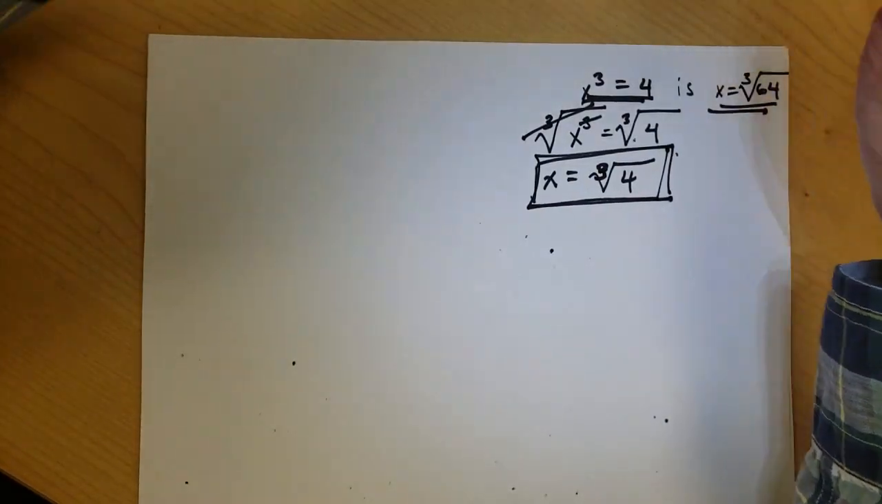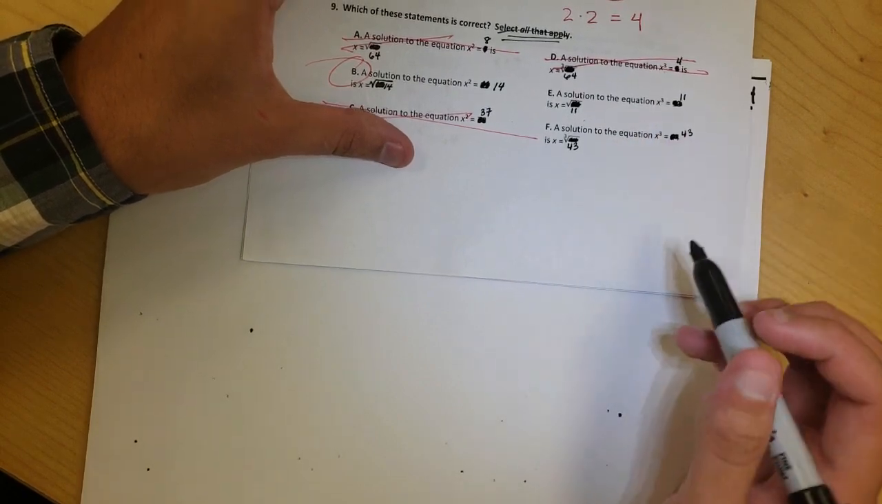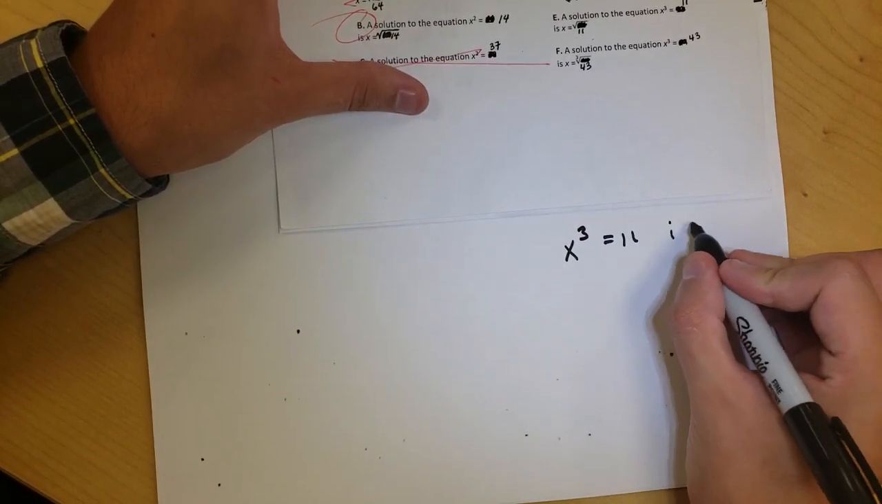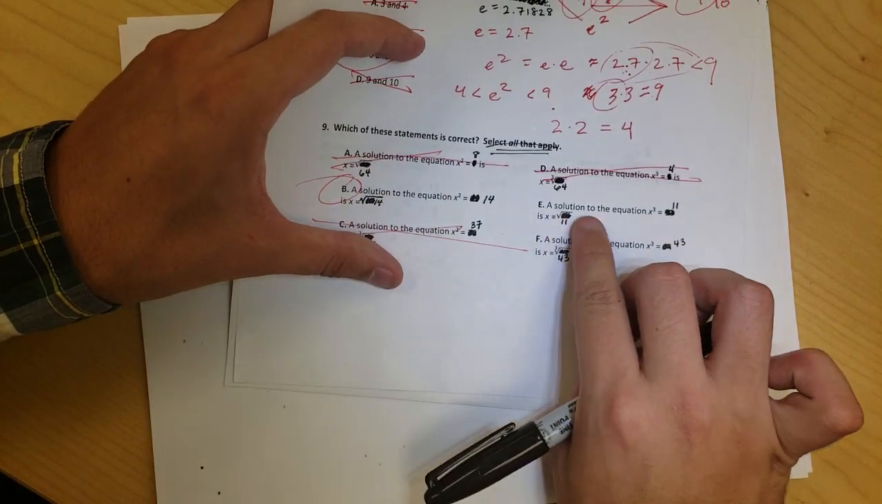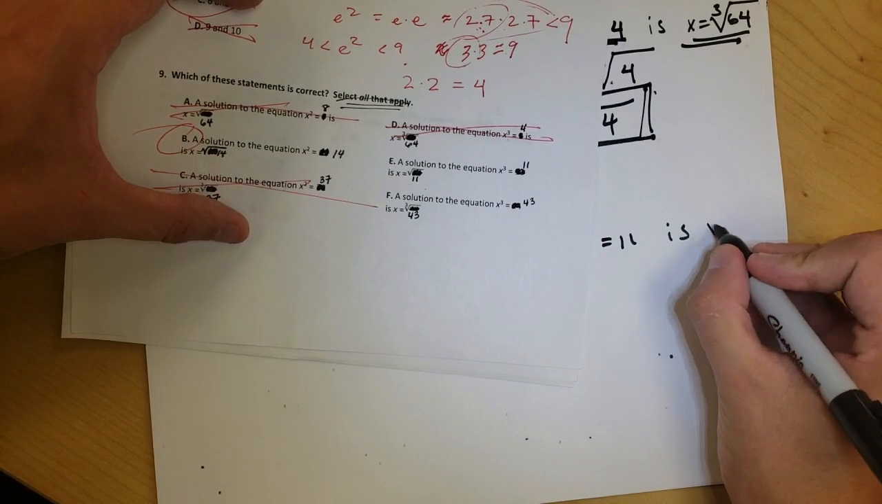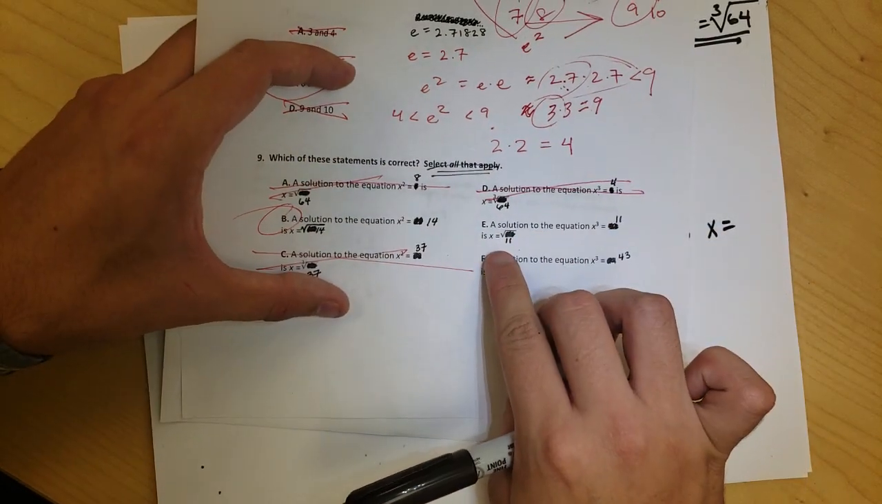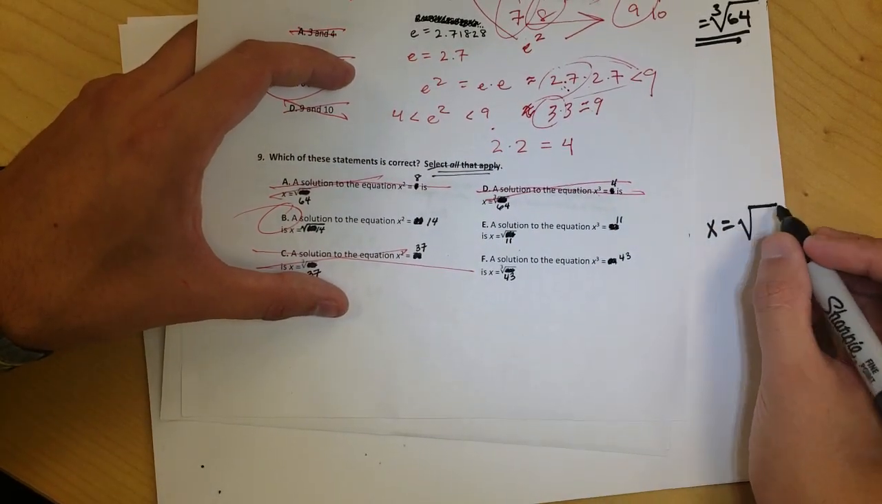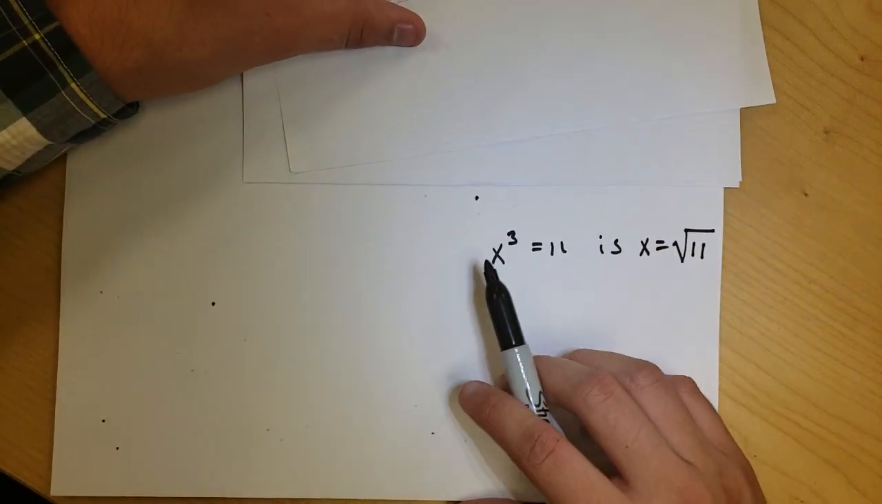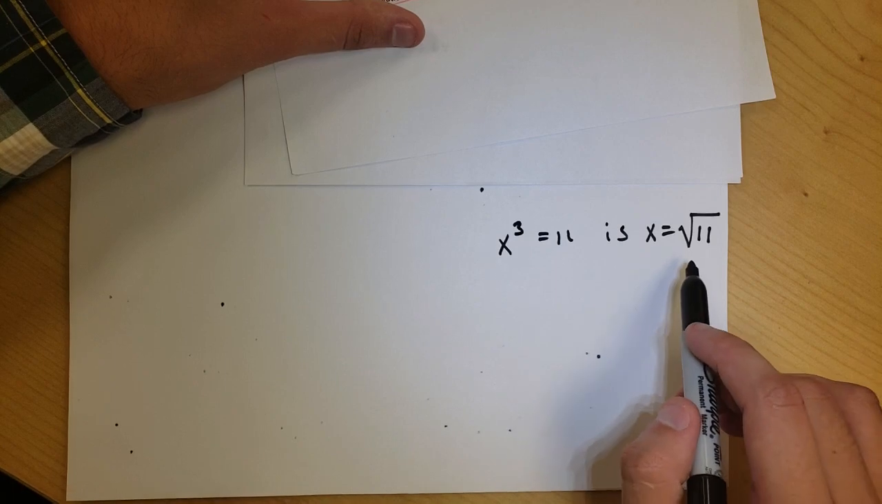Letter E. Letter E says a solution to the equation x cubed equals 11 is x equals the square root of 11. So now we have this right here. They're saying a solution to this equation is x equals the square root of 11.